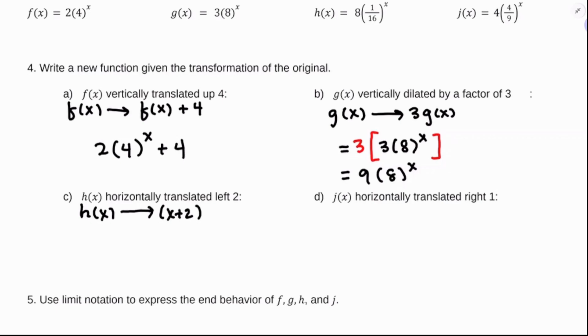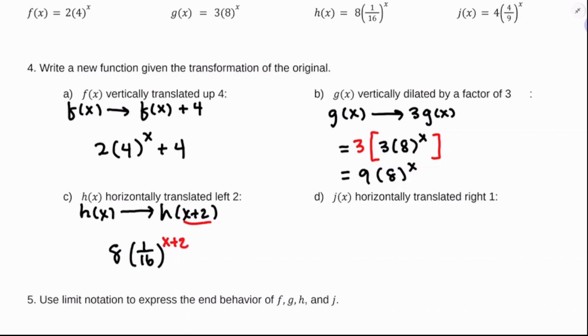And it's not like that. Keep messing this up. h of x plus 2. Alright, so h of x is equal to 8 times 1/16 to the x power. And if we're going to replace that with x plus 2, then we just need to get rid of x and replace that with x plus 2 right there.